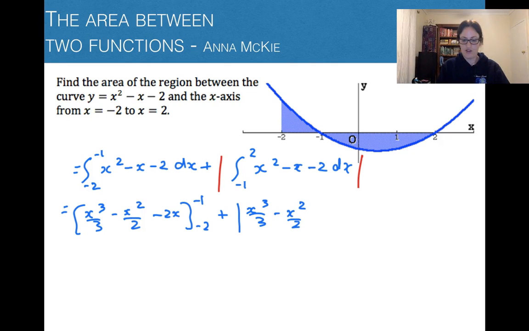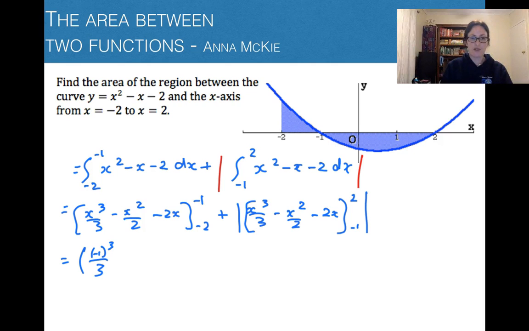X squared on 2, take 2x, but I should still have the square brackets there between 2 and -1, and then the modulus. Substituting each of these in, so there's sort of 4 numbers you're substituting in. Again, making sure you're using brackets with all these negative numbers. You would hate to get a question like this wrong when you can do integral calculus, but the thing you can't do is substitute in negative numbers.